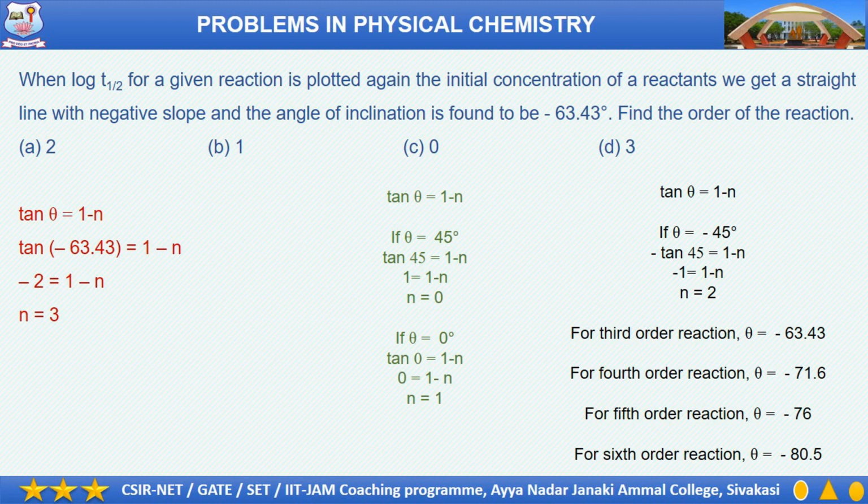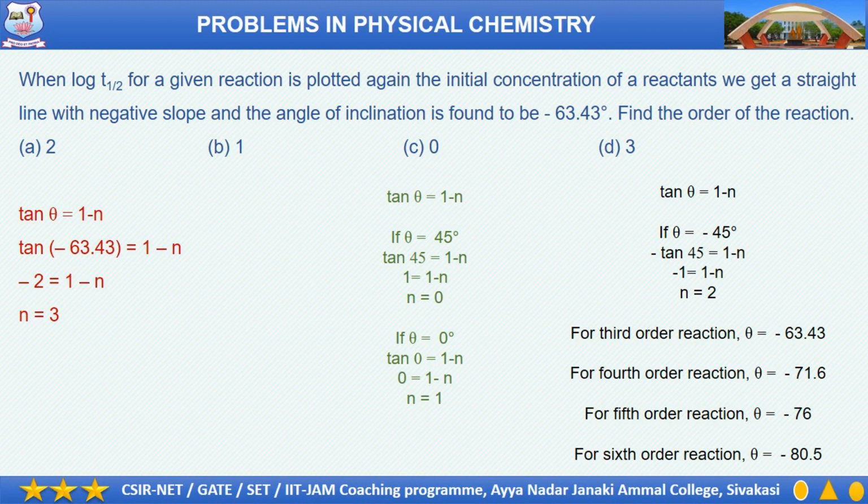What is the tan of minus 63.31? It is equivalent to minus 2. Equal to 2 means 1 minus n is equal to 2. Bring, what is the value of n? You will get n is equal to third order. Or you can memorize the things and immediately tell the answer.